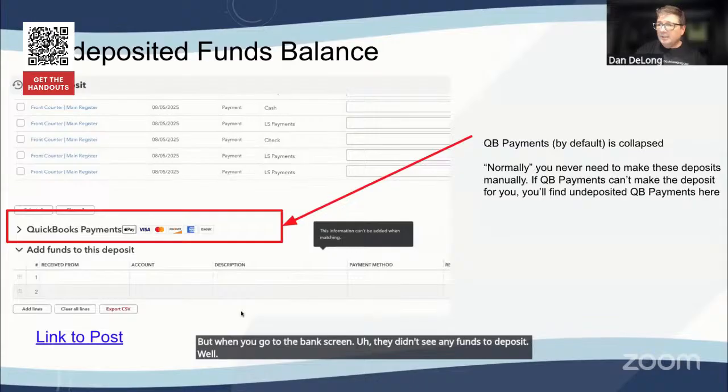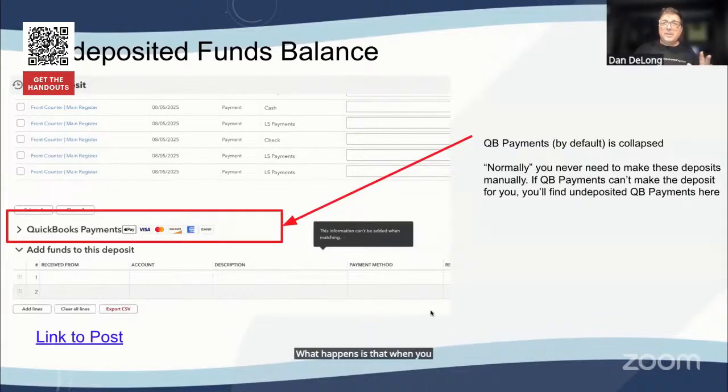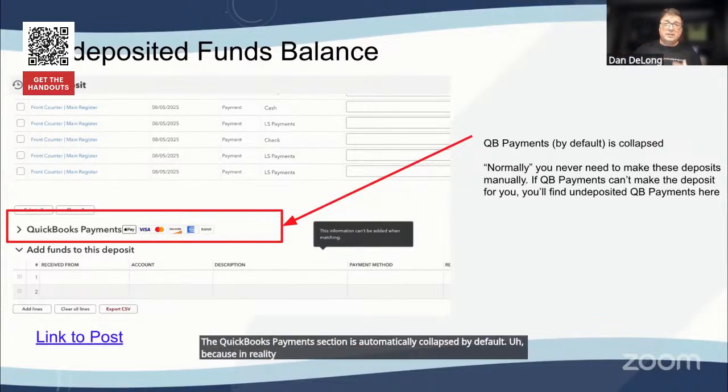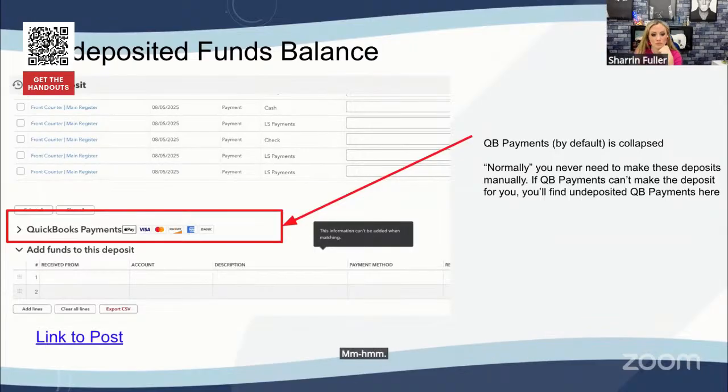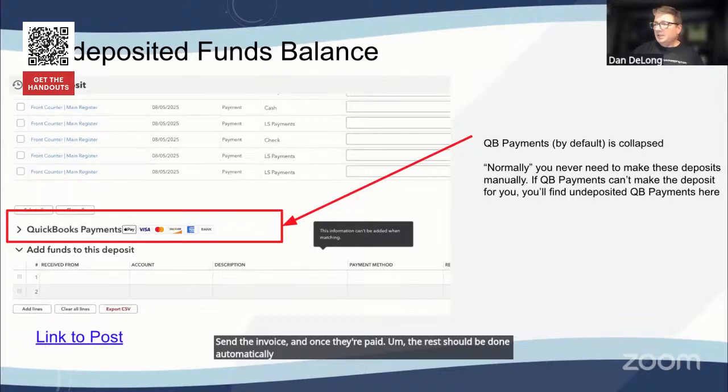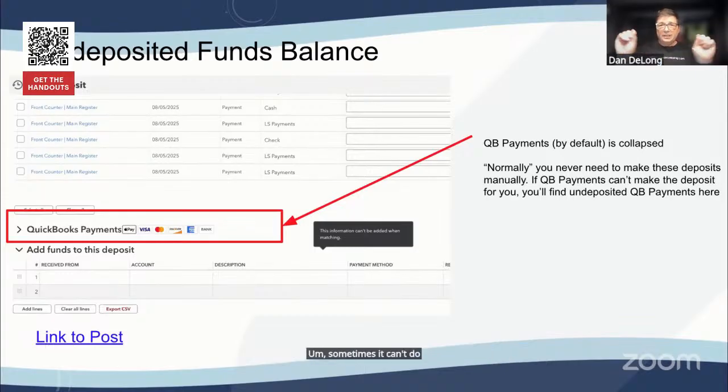Well, what happens is that when you are using QB Payments, on the bank deposit screen, the QuickBooks Payments section is automatically collapsed by default. Because in reality, you really shouldn't have to do anything with QuickBooks Payments. Once you send the invoice and once they're paid, the rest should be done automatically. Sometimes it can't do that, and you usually get an alert on your QuickBooks somewhere, and then you have to go in here and actually expand the QuickBooks Payments and make those payments manually.